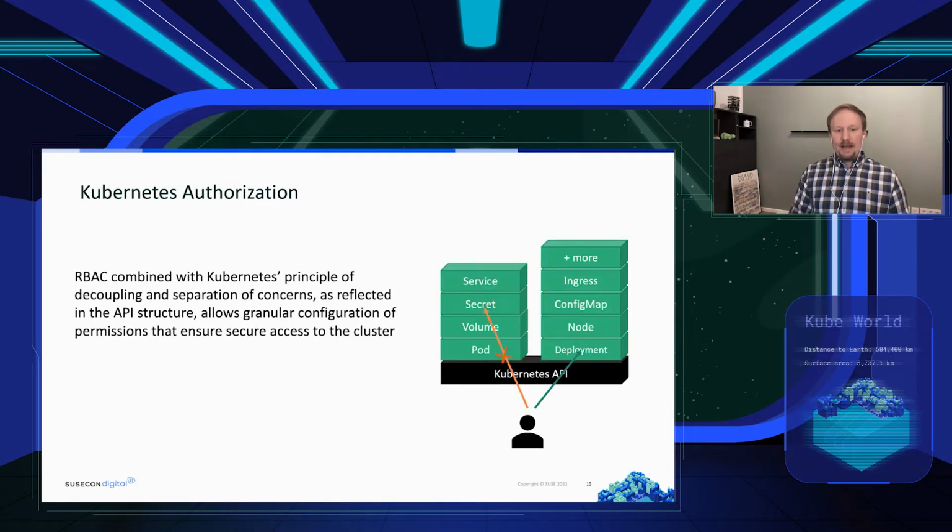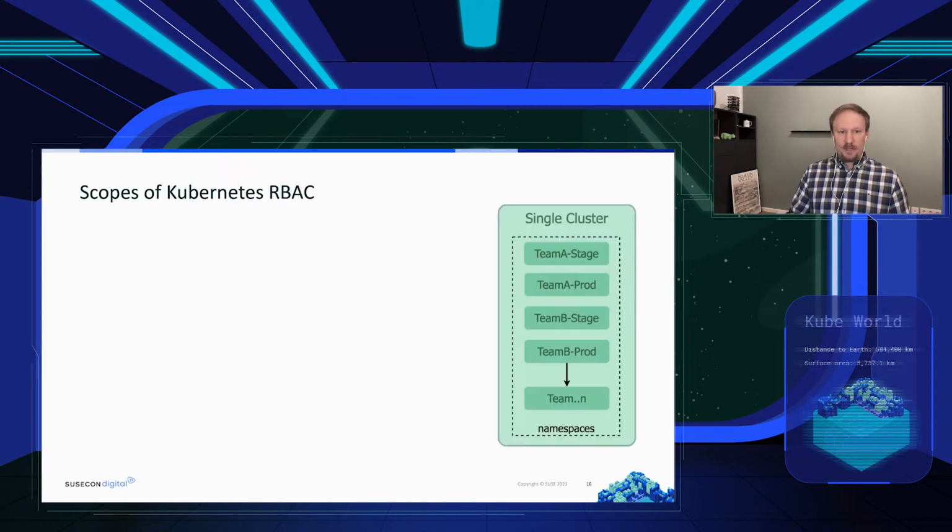Now, when we combine RBAC with the principle of decoupling that is implemented in the API, meaning that instead of one resource called application, we have many different decoupled resources that are part of an application. When we combine this, we get a means of being able to very granularly define the permissions. And so this is a great security feat if we make proper use of that.